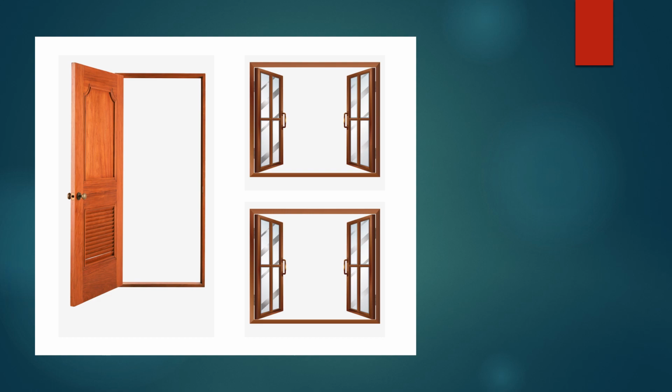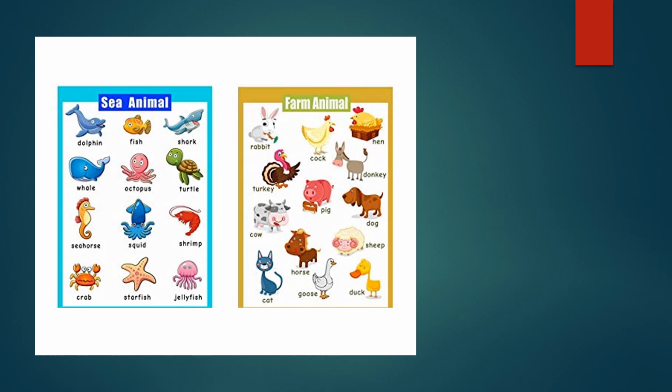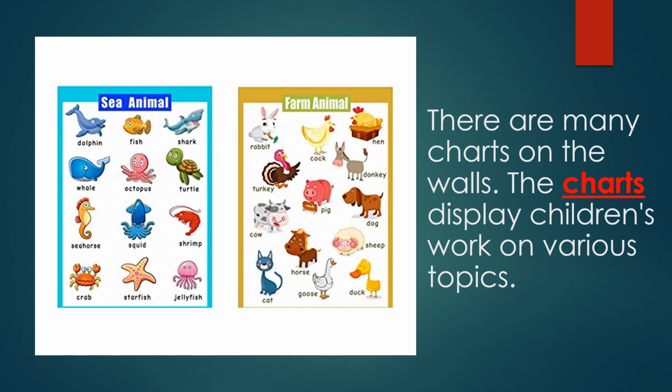Now what do you see here? Here there are two windows and a door. So our classroom has a door and two windows. Now what do you see here? Here are some charts. There are many charts on the walls. The charts display children's work on various topics.